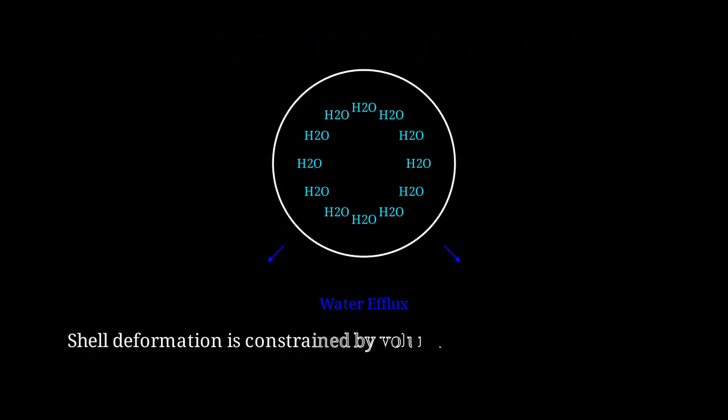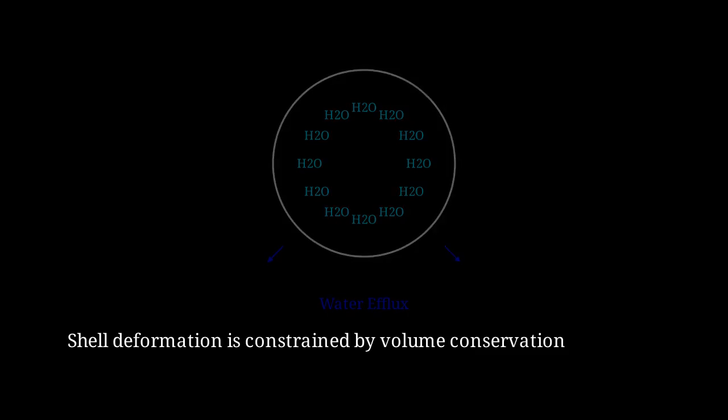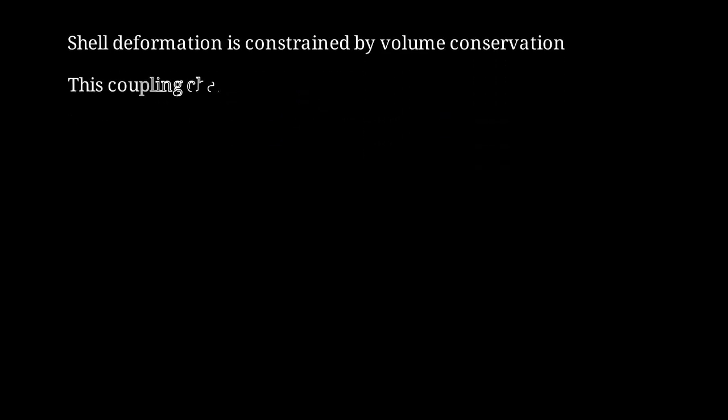The key difference: shell deformation is tightly constrained by volume conservation. The shell cannot buckle without changing the enclosed volume. This coupling fundamentally changes the energy landscape of possible buckling modes. Different shapes become energetically favorable.